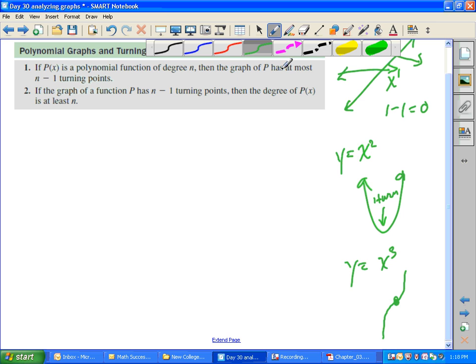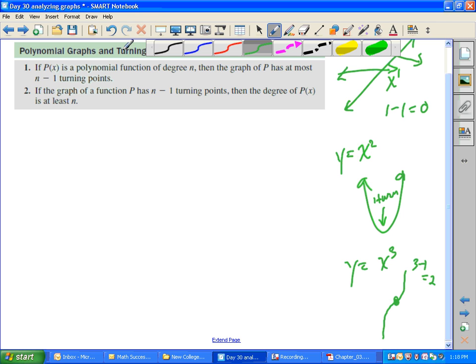Notice, it doesn't say it has to have n minus 1 turning points. It says it has to have at most n minus 1. So n minus 1 would be 3 minus 1, which is 2. So a polynomial function of degree 3 can have at most 2 turning points, okay? This one doesn't. It has 1. That's okay, because its root has a degree of 3. 0 has a multiplicity of 3.